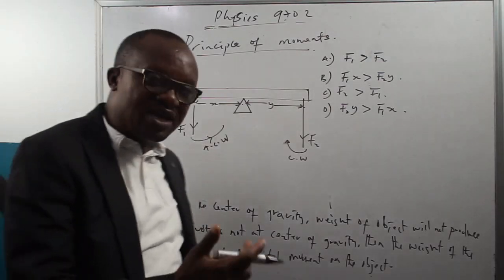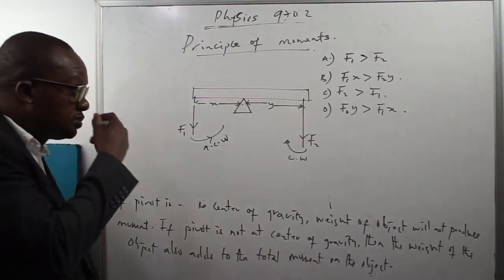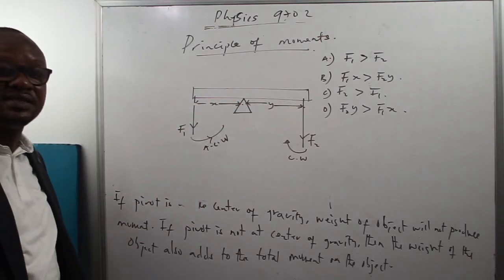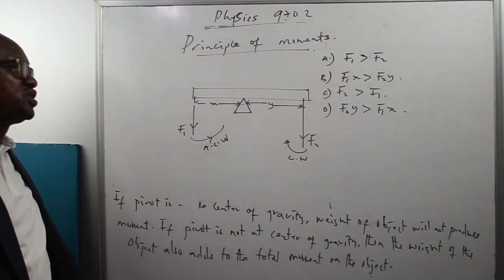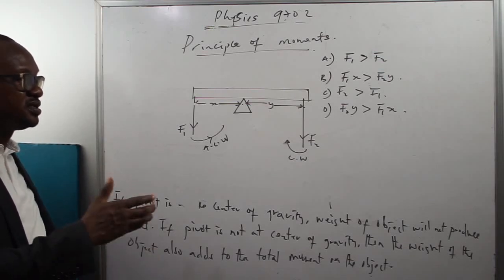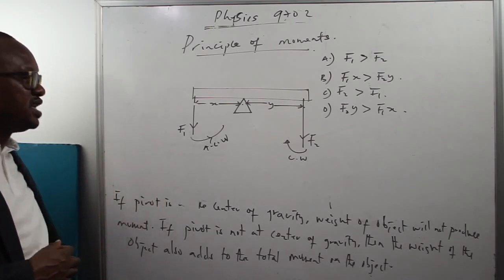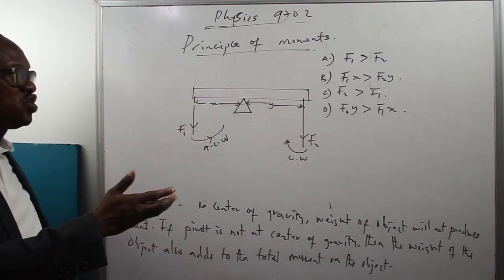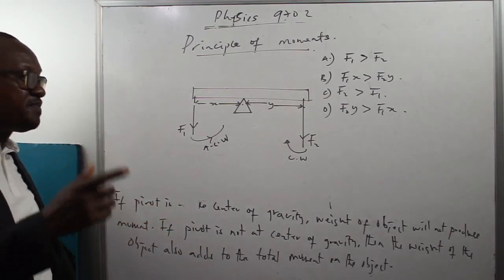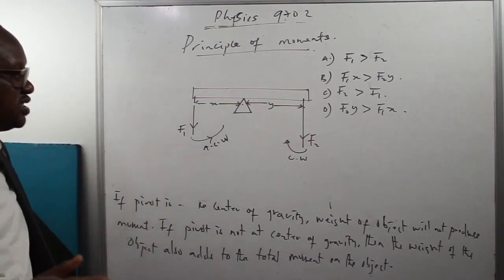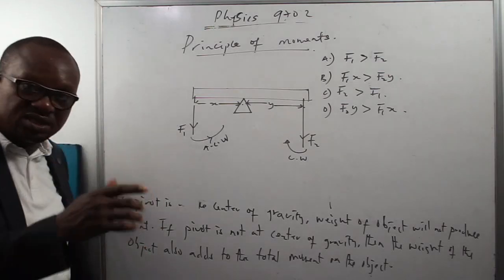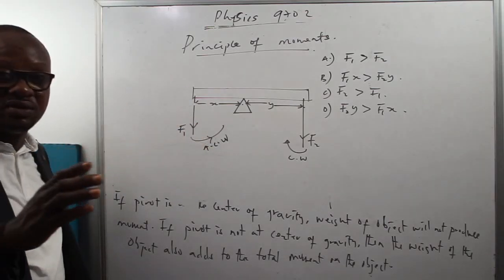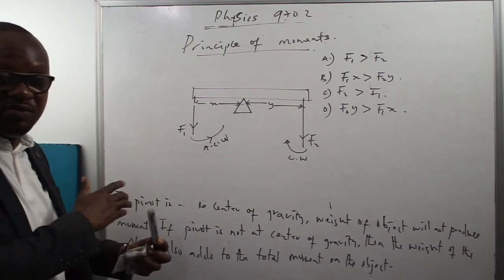Now, the next thing I want to ask you is this. If the bar does not turn under this arrangement, what does it mean? Of course, some people will say that if the bar does not turn, that means that the anti-clockwise moment has balanced the clockwise moment, so that F1x is equal to F2y, which is correct. But the primary implication is this. If the bar does not turn, it means that the resultant moment on the bar is 0. If the bar does not turn, there's no moment. Resultant moment on the bar is 0.